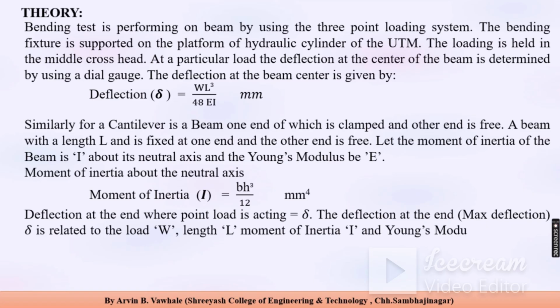The maximum deflection delta at the end is related to the load W, length L, moment of inertia I and Young's modulus E through the equation: deflection is equal to W L cubed by 3 E I, and the unit is millimeters.